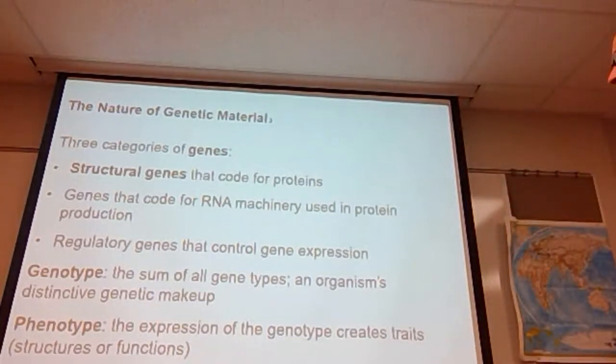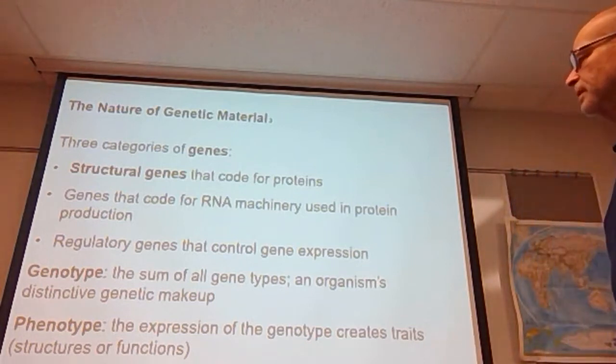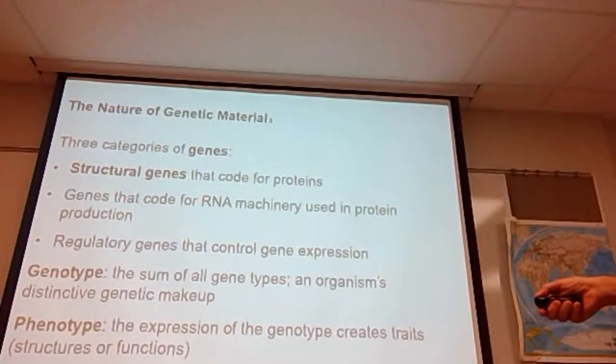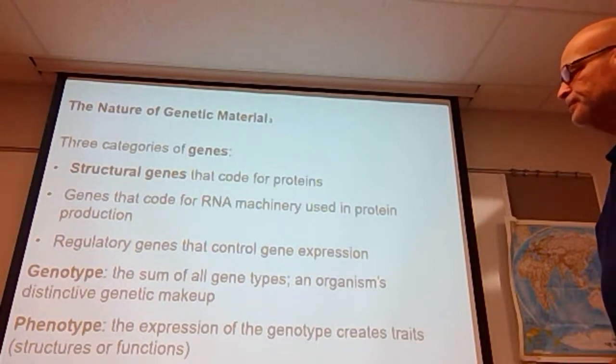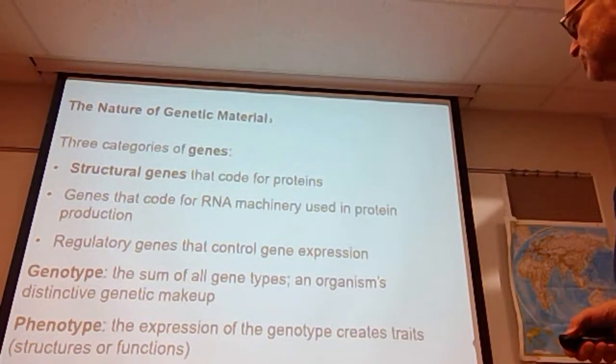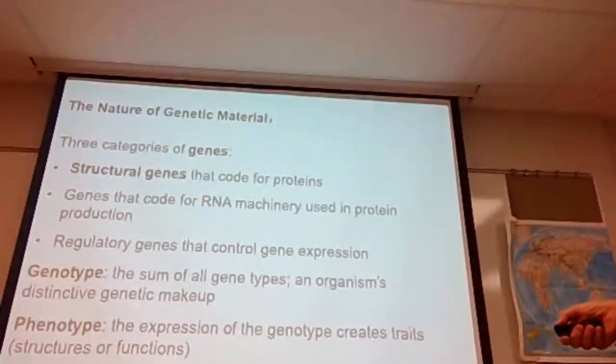control gene expression. In regulatory genes, you have something called the genotype and the phenotype. Hopefully in your biology class, you were instructed on the difference between a genotype and a phenotype. A genotype is the genetic makeup. That's the sum of all the genes. It's the distinct genetic makeup of an organism. The phenotype is the expression of those genotypes, or the physical appearance of the genes. These are responsible for the structures or functions of those genes.